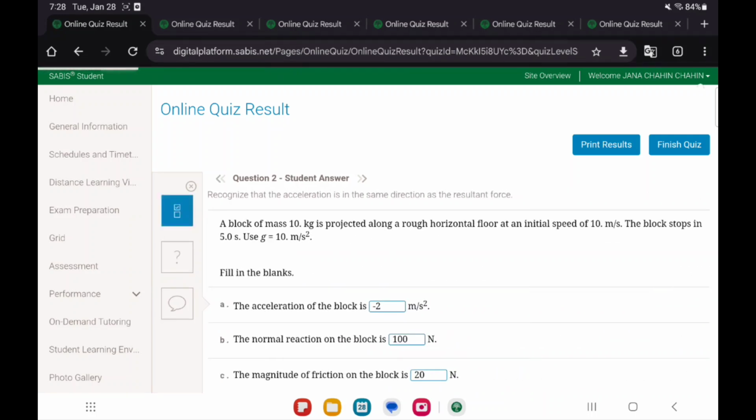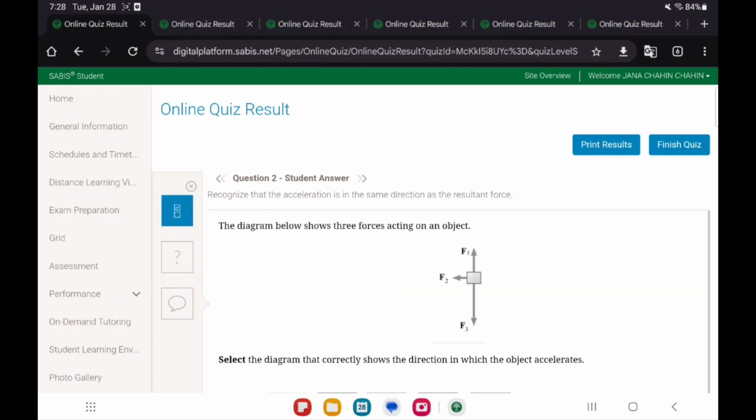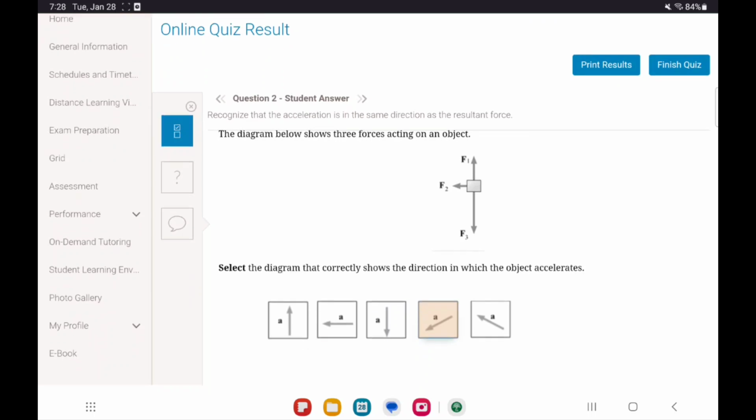Next question. Okay, for this question, here we have F1 and F3. They're opposites, and F3 is larger. So we just forget about F2 right now. Let's cancel the forces. You get it going down.